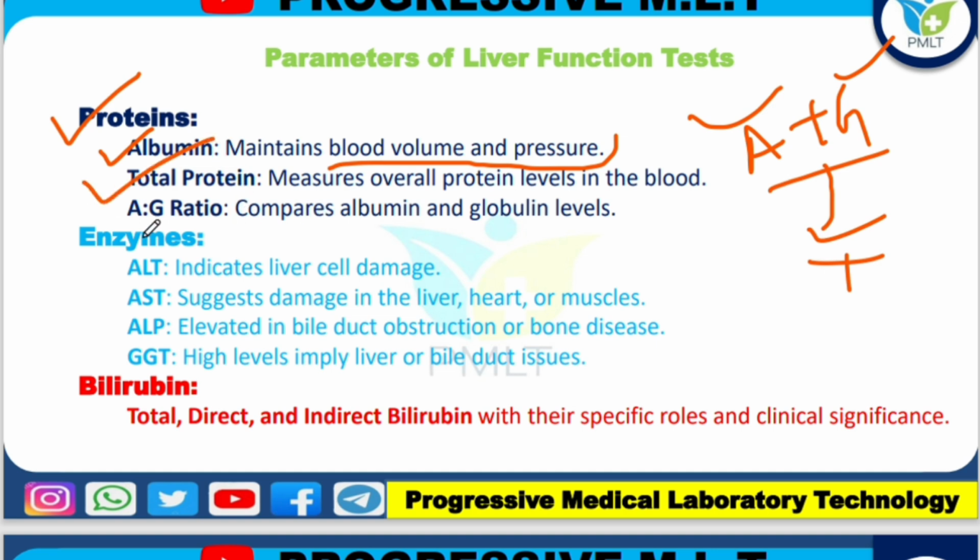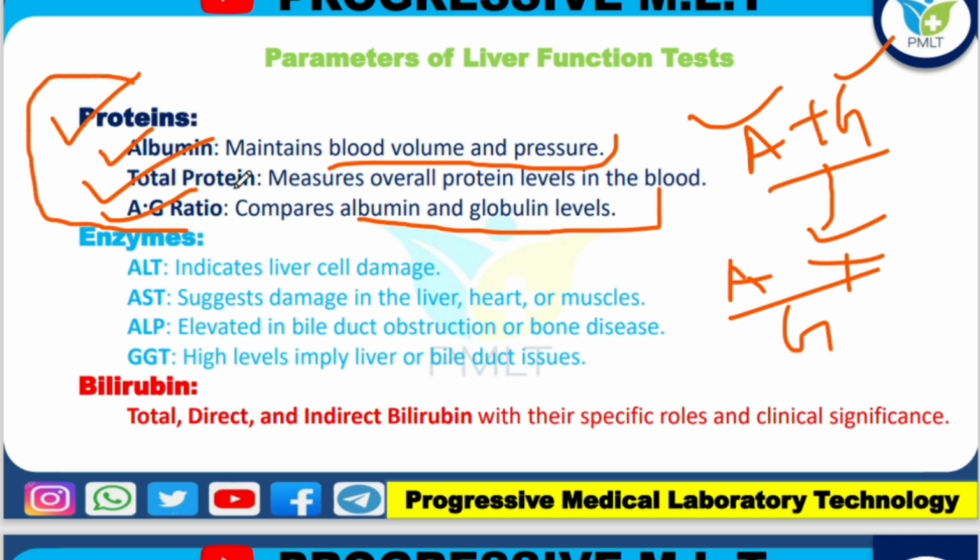After that, the AG ratio. AG ratio means A divided by G. So you will get the AG ratio, that is, the albumin to globulin ratio. It compares the albumin and globulin levels. Whenever it is normal, then we can say that our liver is working properly. Okay, the first parameter is albumin, after that total protein, after that AG ratio. That's all about the protein parameters.